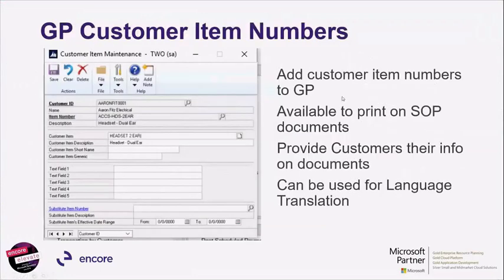Add customer item numbers to GP, and this is also available to print on SOP documents. Provide customers their info on documents, and it can be used for language translation. So really what we're doing is they're ordering an item from us. So here's our item number, but that customer has its own item number, and that can actually show up on the SOP as opposed to our item number when creating one, and we have a description.